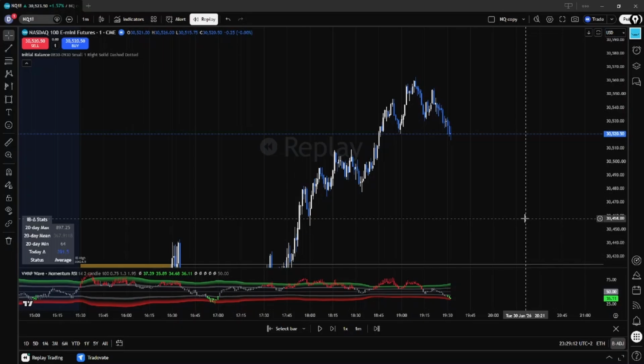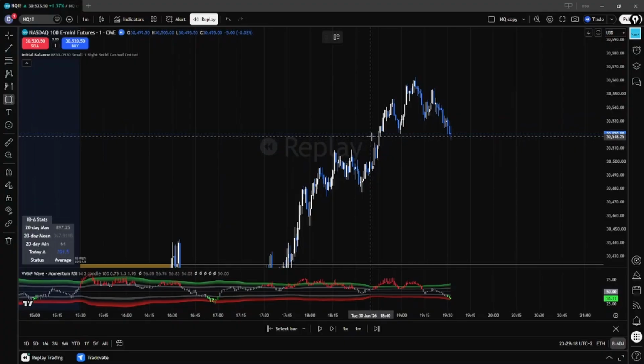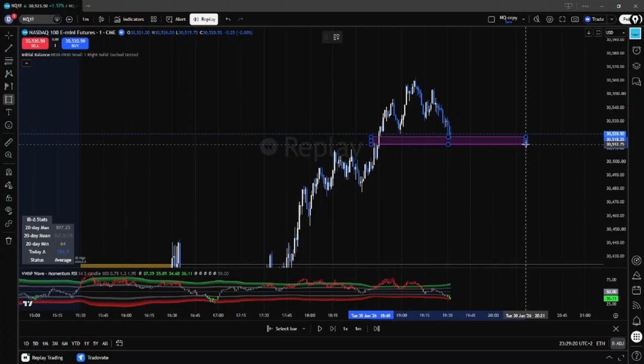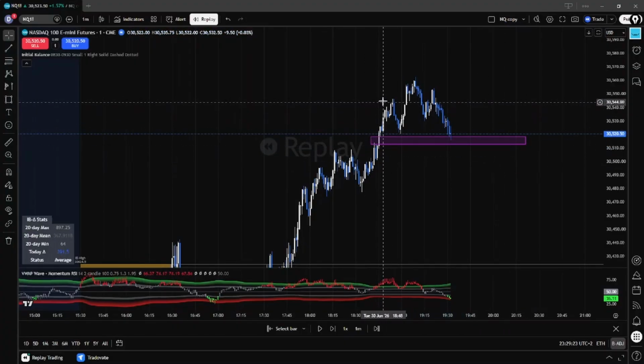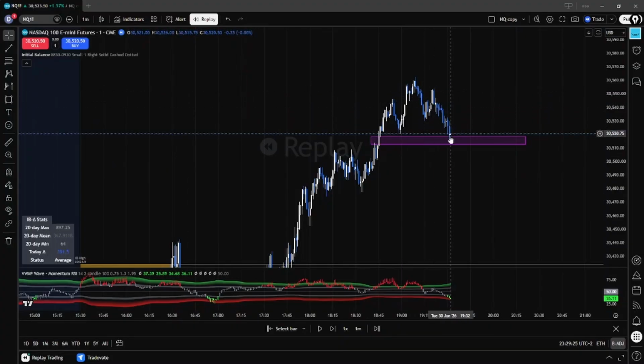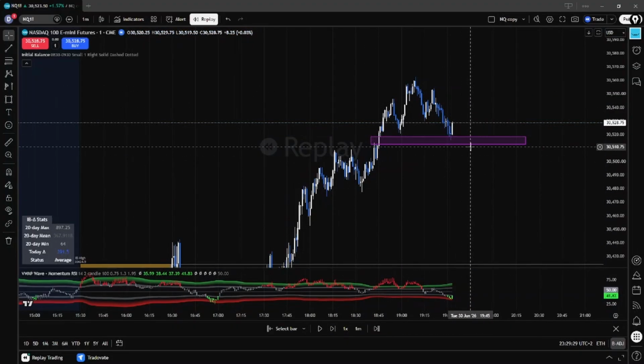Now, this was the trade. It was a long NQ. Let's mark the area quickly. Here was the FVG. There we had the breaker structure, and we came back down, and then this was the entry candle.